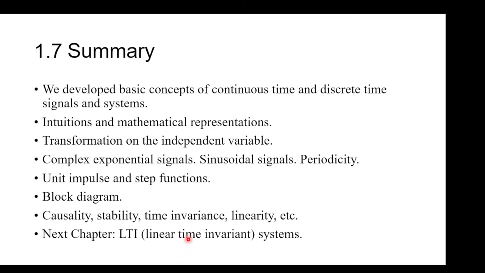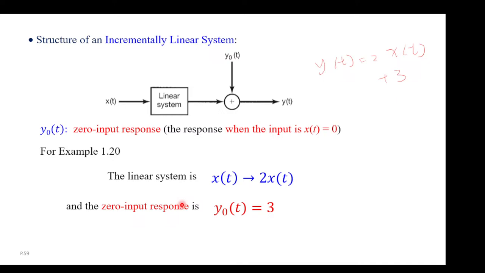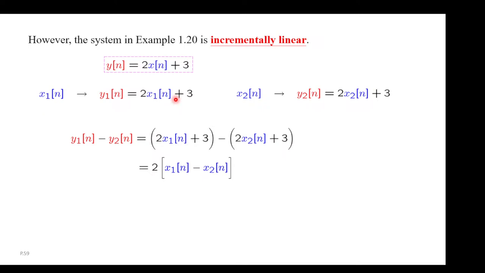If not, then we have a summary page. I guess it's not too important either, so let's skip the summary page and go to chapter 2. So we have a linear system, and this is a trick form of a really linear form that's actually not linear. Let's go to the next PPTX, and let's go to chapter 2. As we said, we'll be talking about LTI systems.